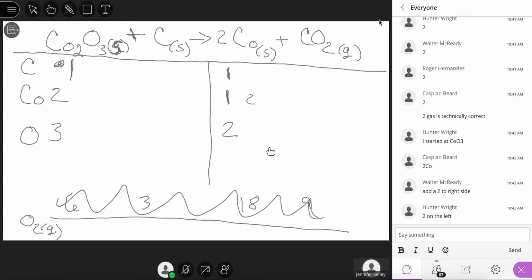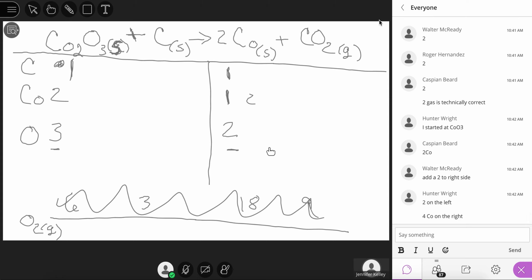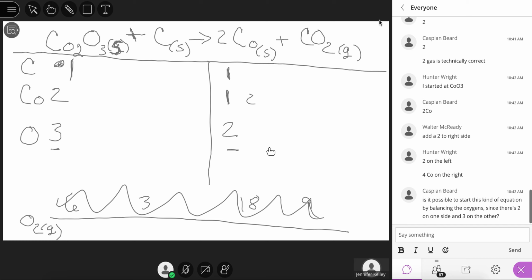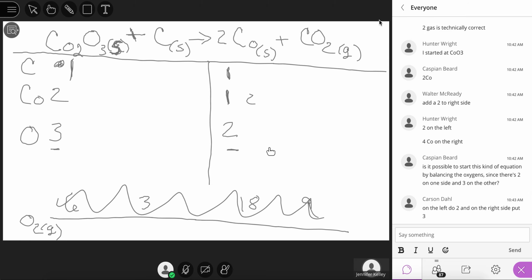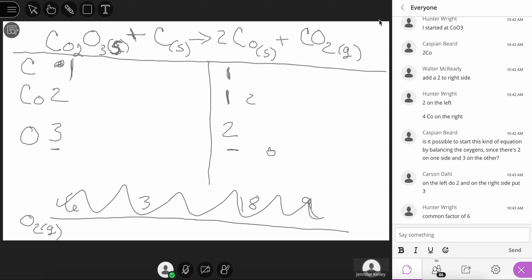And then looking at the oxygen, on the left we have 3, on the right we have 2. There's no way to just add 1 oxygen; you have to add them in pairs. Yeah, the cobalt's going to end up being a 4, but I'll show you that in a second. So looking at the oxygen, if I have 3 on the left and 2 on the right, what's a way that I could get it to balance? Any ideas? Yes, correct.